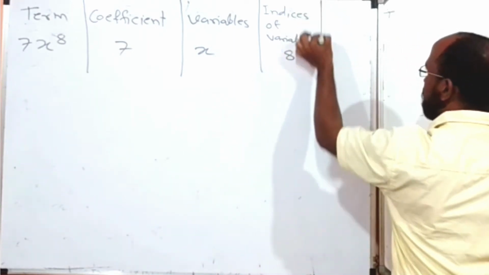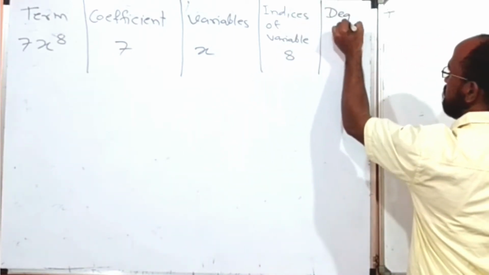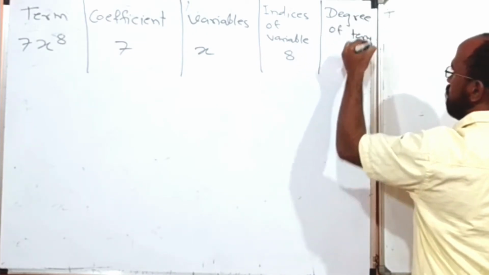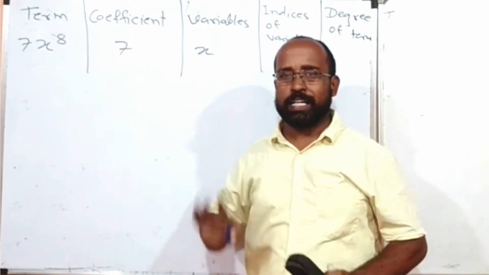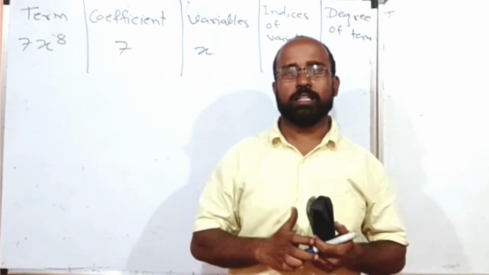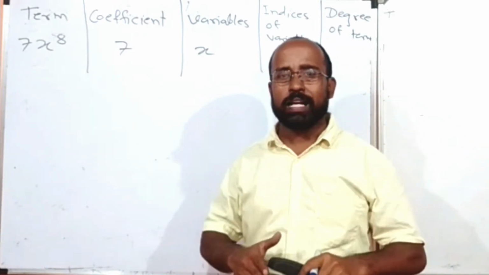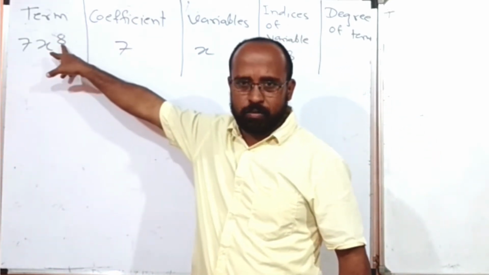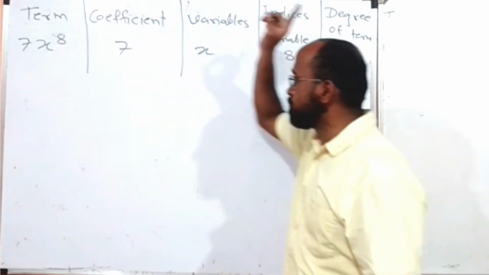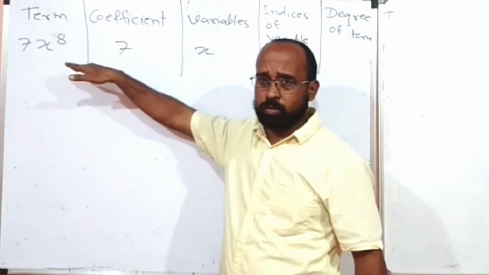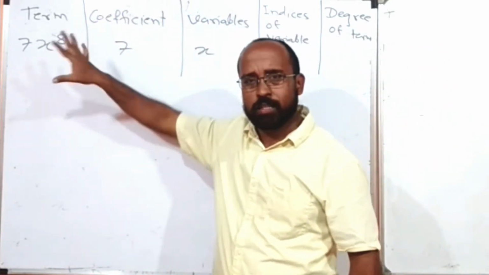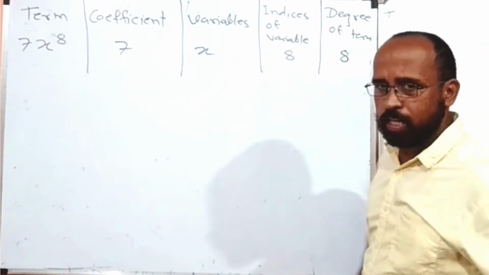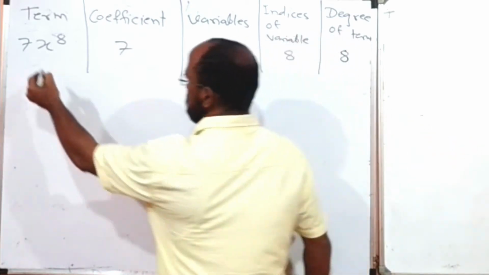And finally we will write the degree of the term. So what is meant by degree of term? Degree of term is nothing but the addition of all indices of the variables. Here there is only one variable x, and the index is 8. So the addition of all indices, only one variable, is 8 itself. So the degree of this term is 8. It will be clear with the next example.